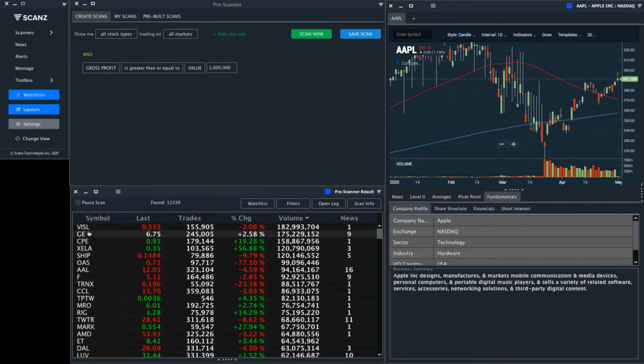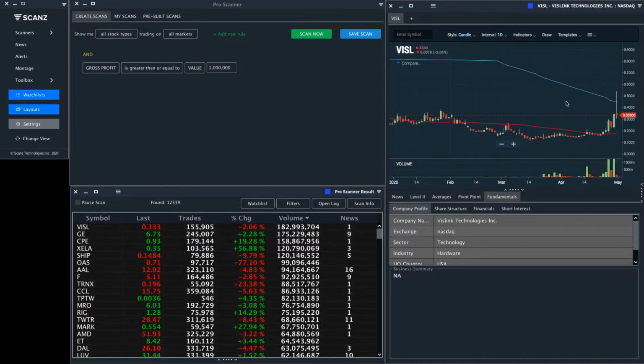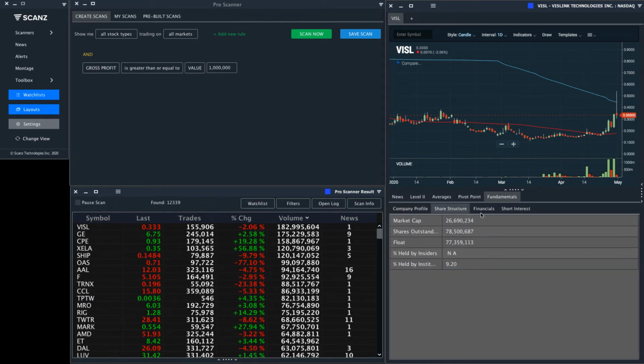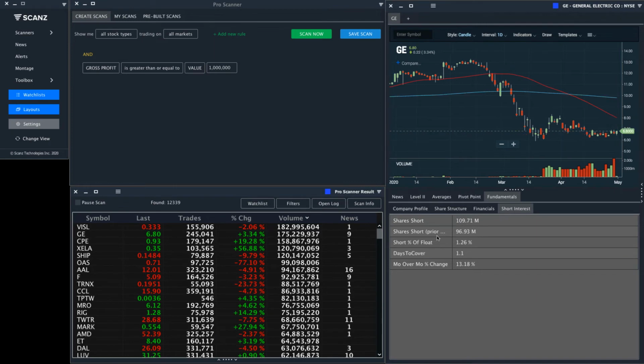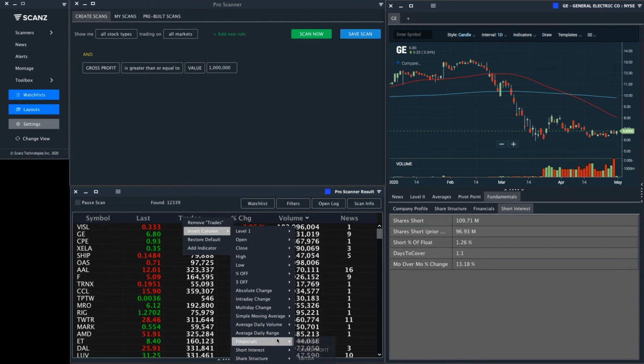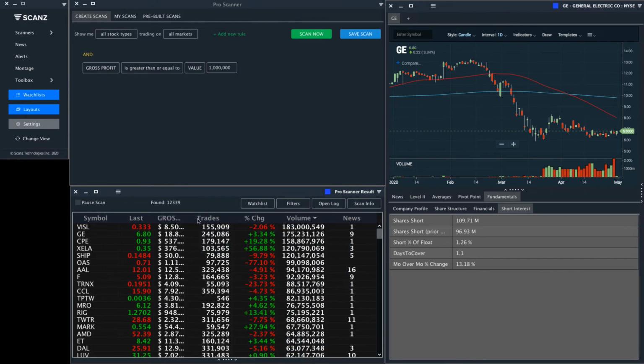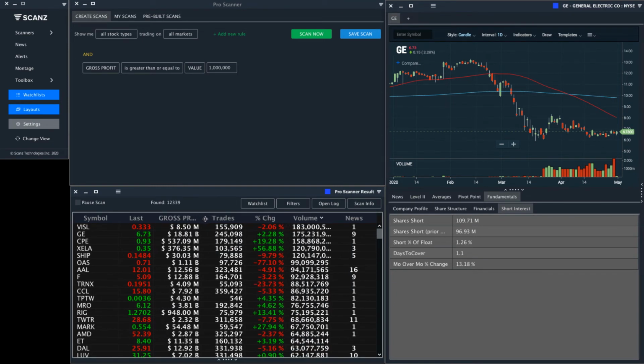I can click on these tickers to see how well the stocks are performing. On the montage window, I can click on the fundamentals tab and review some key data. I can see the company profile, the share structure, the company financials, and the short interest in the stock. I could continue to click through all of these and do my research to find stocks that I'm interested in. I could also add these columns to my scan results, such as financials, gross profit, and review these next to the tickers in the scan results.